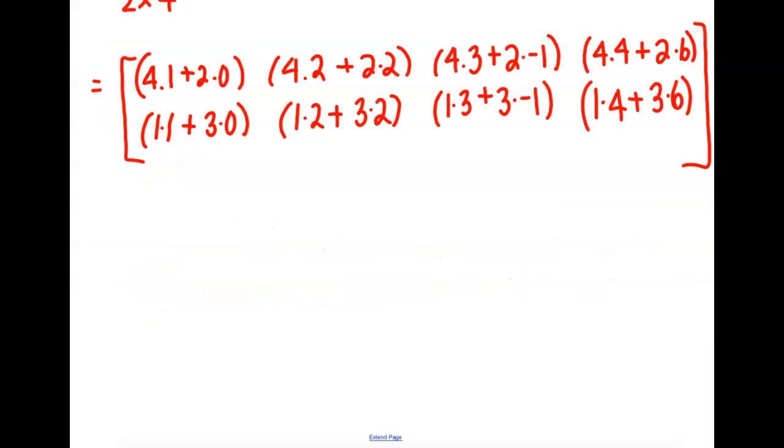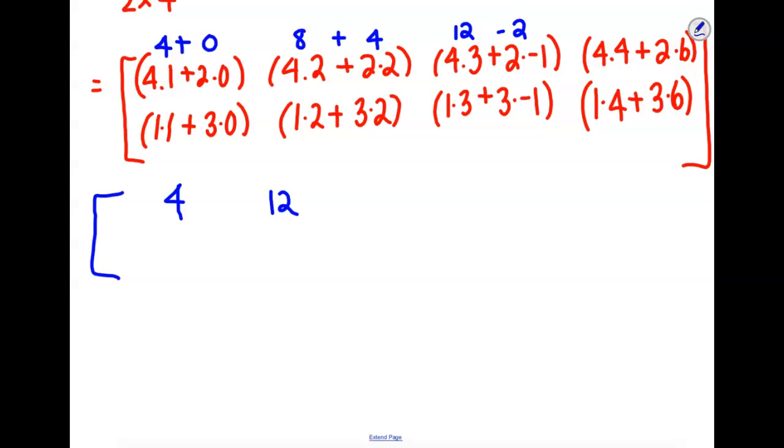All right, so I'm just going to go back up here. This is 4 and 0. So when you add them together, you're going to get 4. 4 times 2 is 8. 2 times 2 is 4. Add them together and you get 12. 4 times 3 is 12. 2 times negative 1 is negative 2. Add them together and you get 10. 4 times 4 is 16. 2 times 6 is 12. Add them together and you get 28.